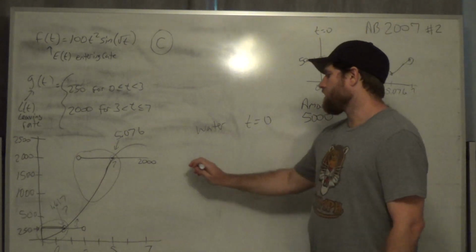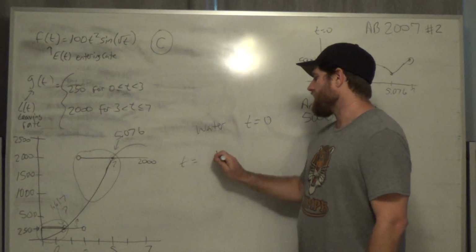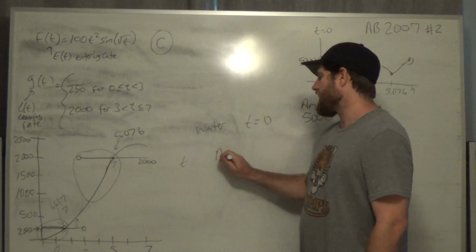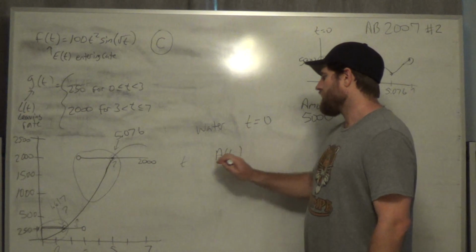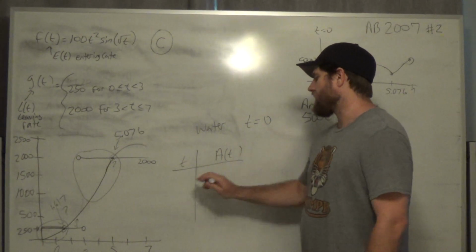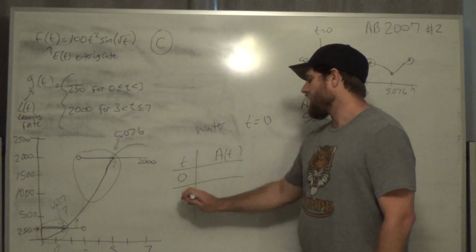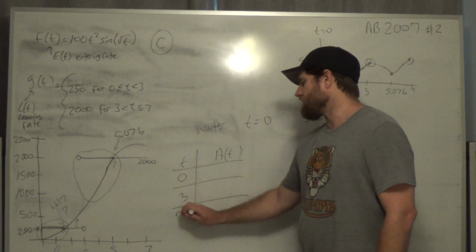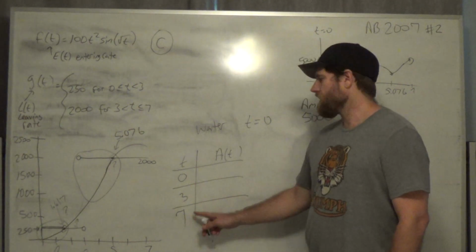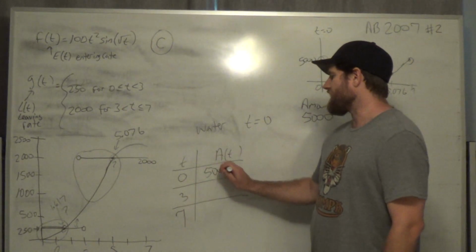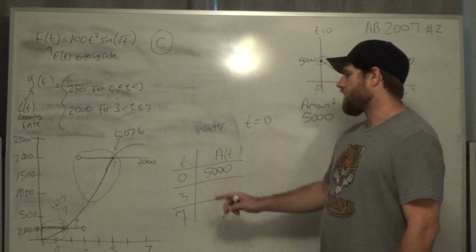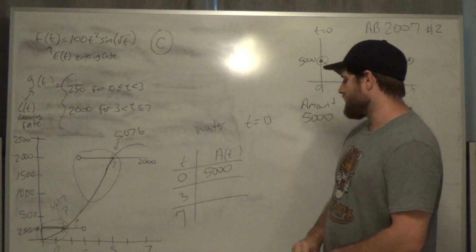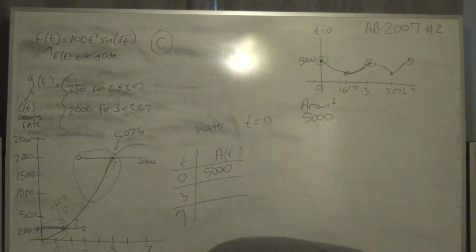So I'm going to say time and the amount at some time. And let's just go find these 3 values. How much was there at time 0? How much was there at time 3? How much was there at time 7? At time 0 there was 5,000. How are we going to figure out what there was at time 3?